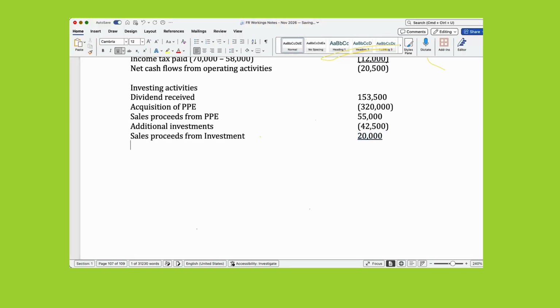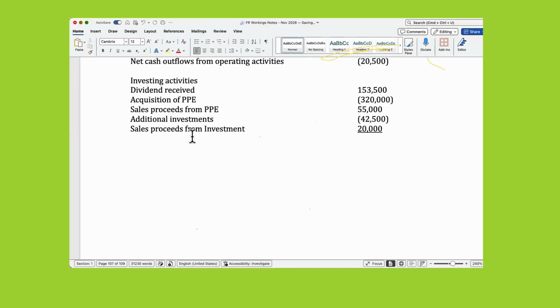Here, these outflows, so what do we have here? 134. How much? Is it outflow or inflow? Outflow. Investment is mostly outflow. Outflow, okay.